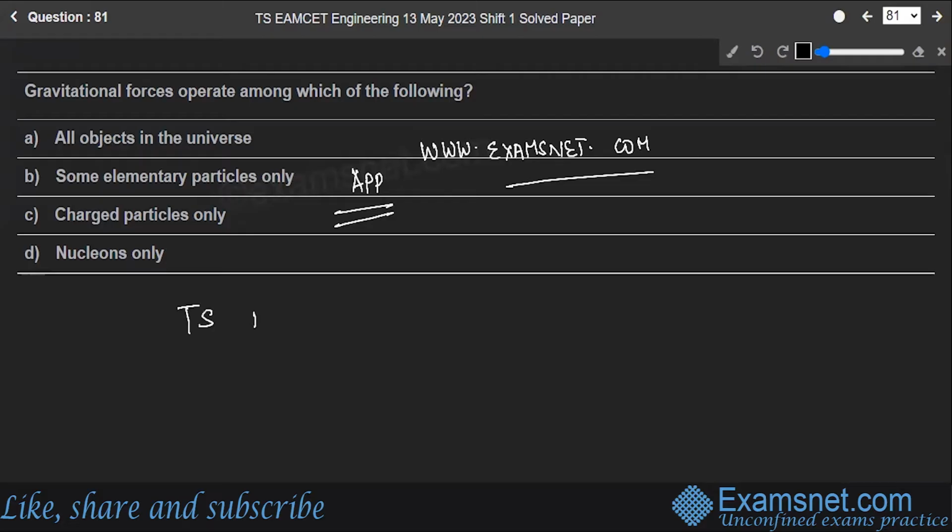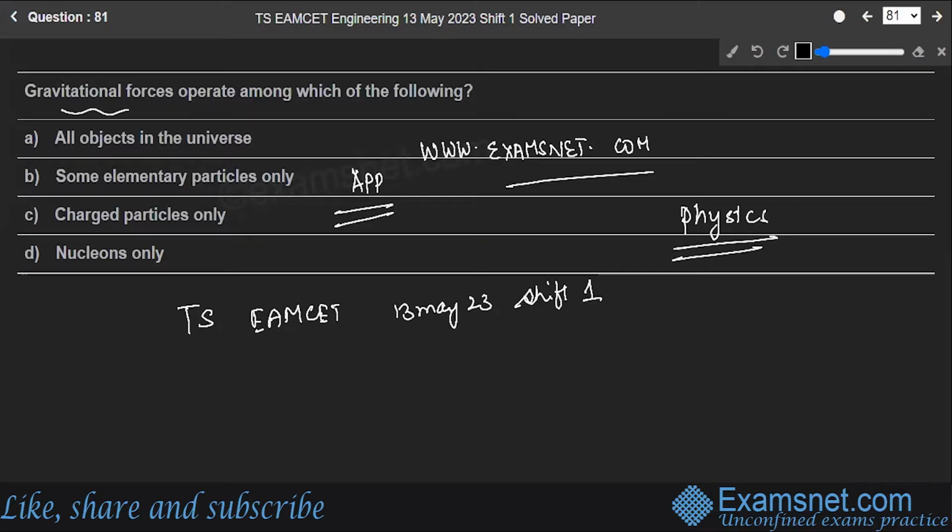Students, today we'll be solving the TS EAMCET 13 May 2023 Shift 1 Physics paper. We already have uploaded the mathematics and chemistry videos, so explore those as well. In this particular video, I'll be solving the physics part of the paper. Very best of luck. Here we go with the first question of physics.